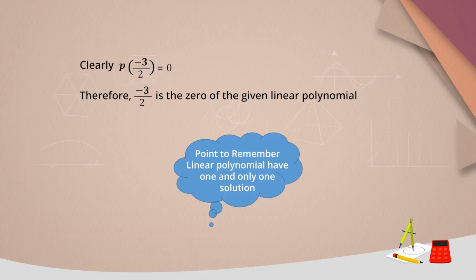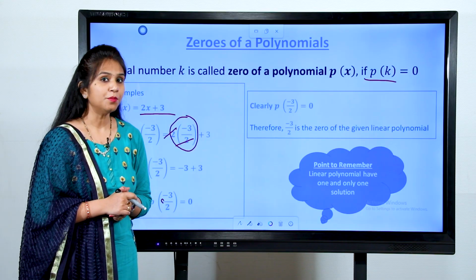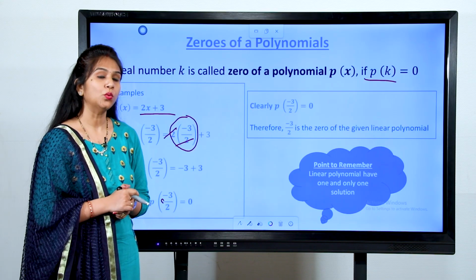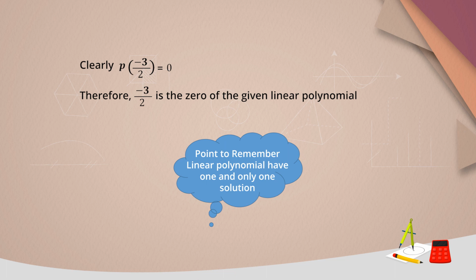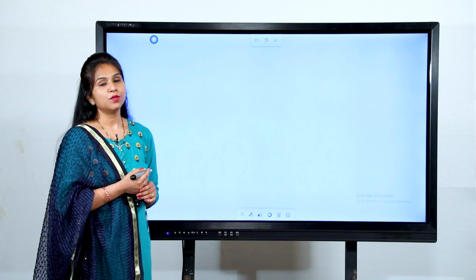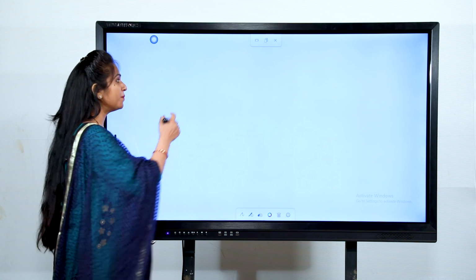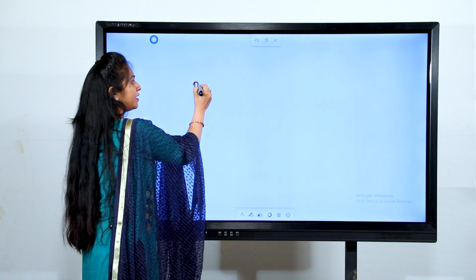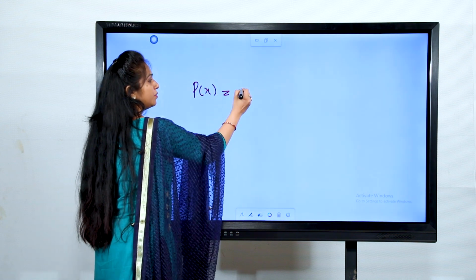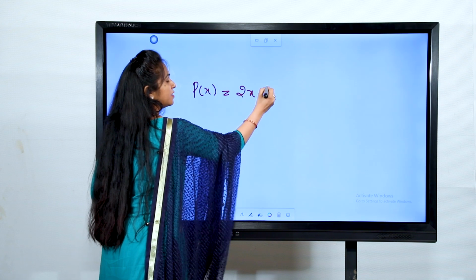Now children, remember one thing, we have taken an example of a linear polynomial, and in a linear polynomial there is one and only one root or zero. We cannot find more than one zero for a linear polynomial. Let us discuss the zero of a linear polynomial with the help of one example. I am writing an example, say p of x is equal to 2x plus 4.